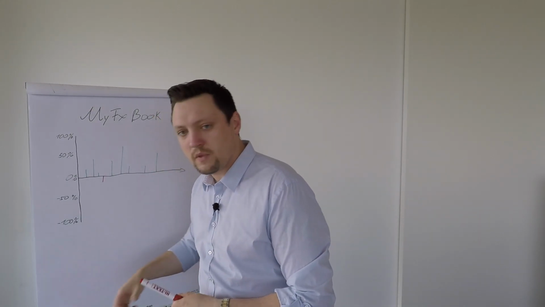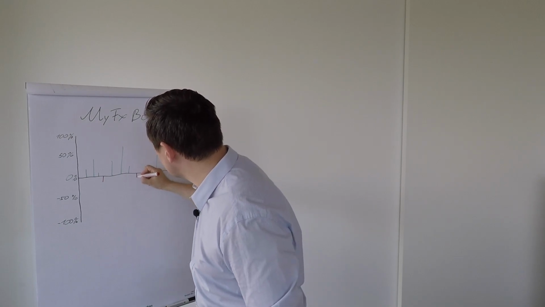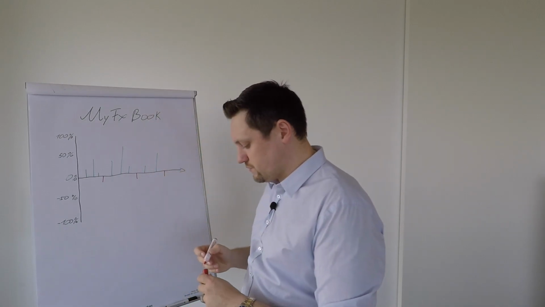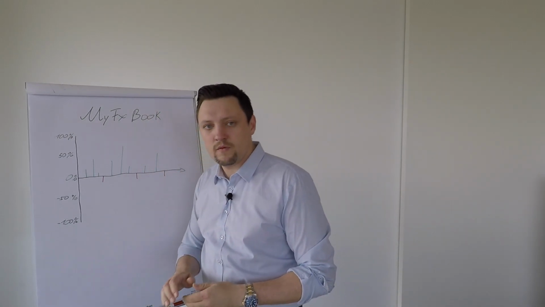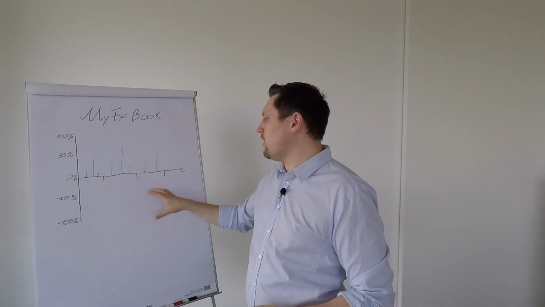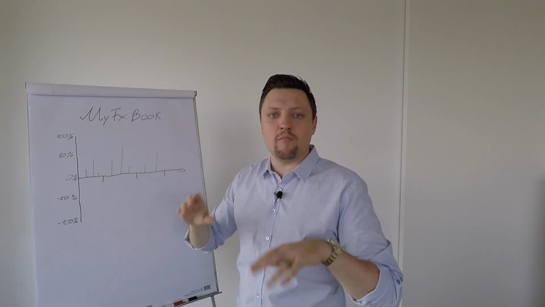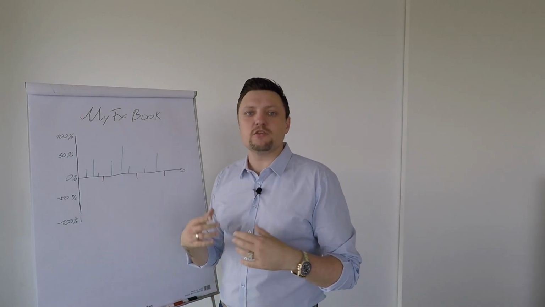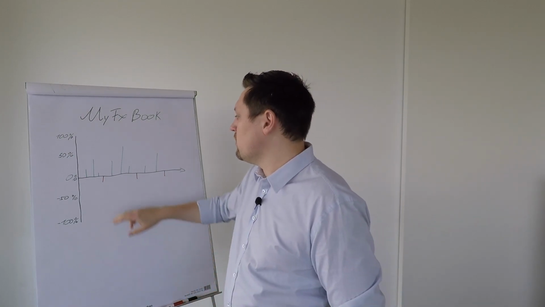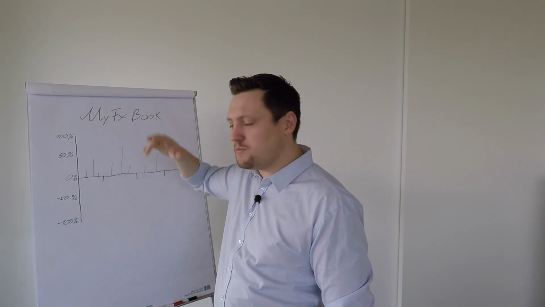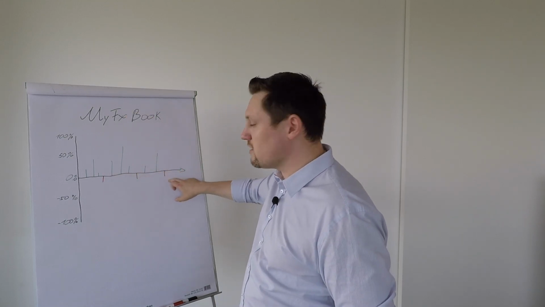And some red bars that go down. Now, what are these bars? These bars show the amount of pips that the strategy made in this time. So the green bars are the positive pips and the red bars are the negative pips.